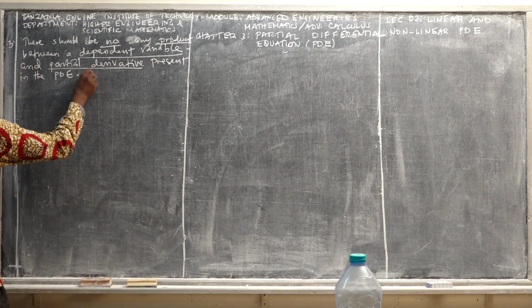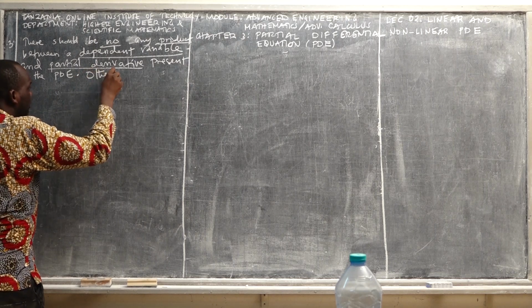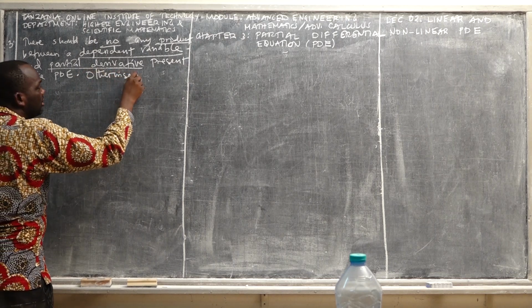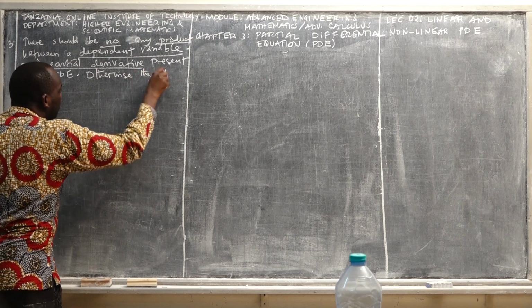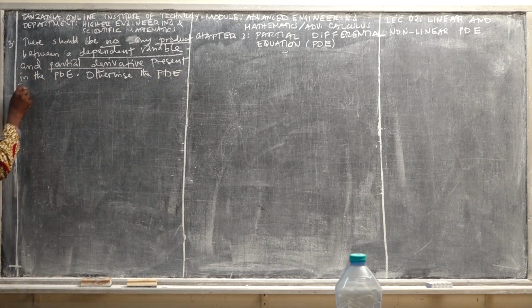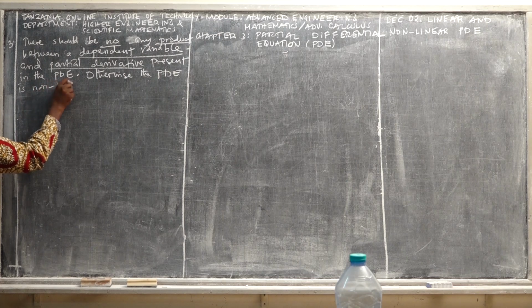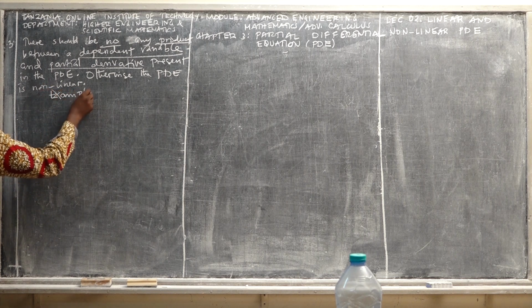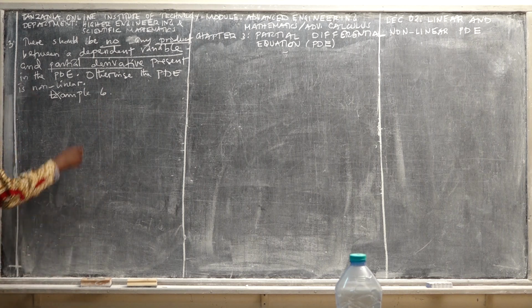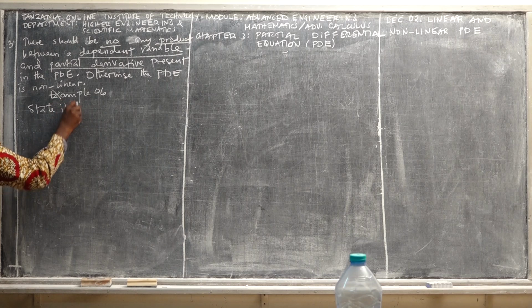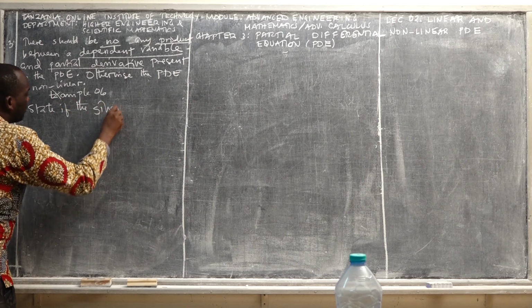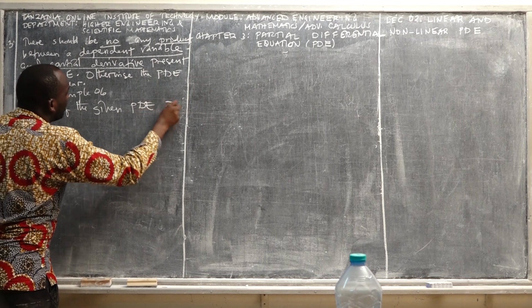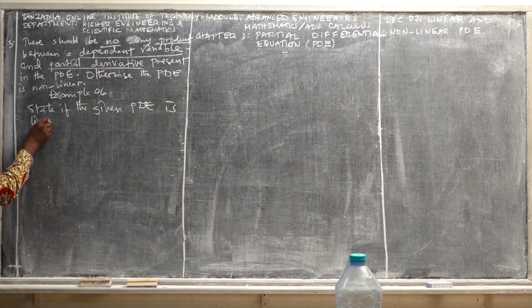So otherwise, if there is a product, the partial differential equation is non-linear. Example 6. State if the given partial differential equation is linear.